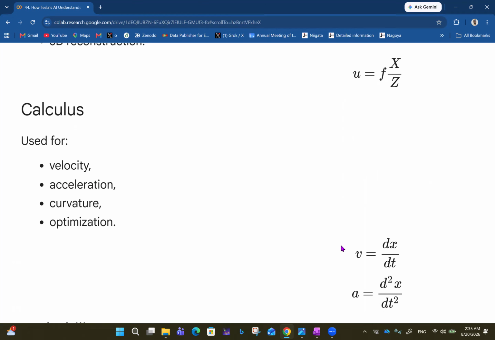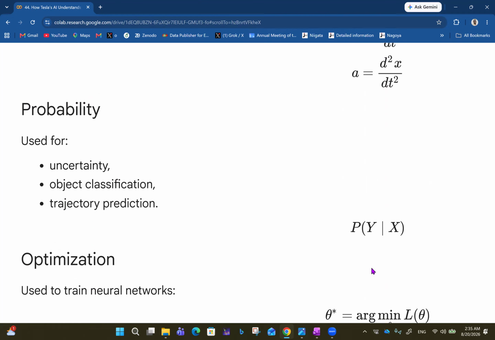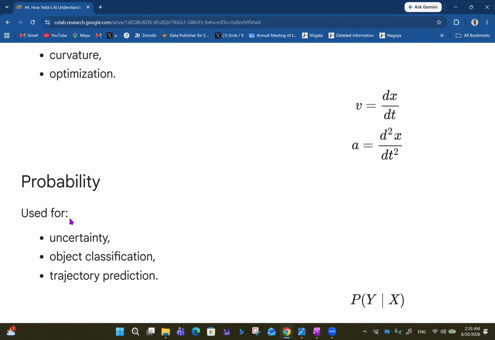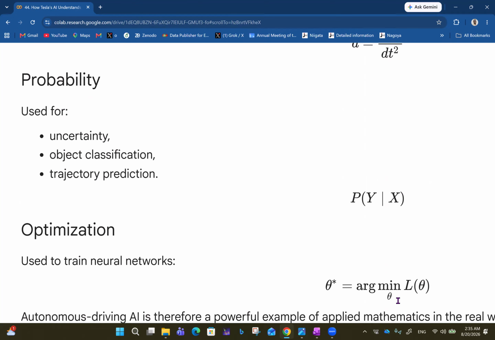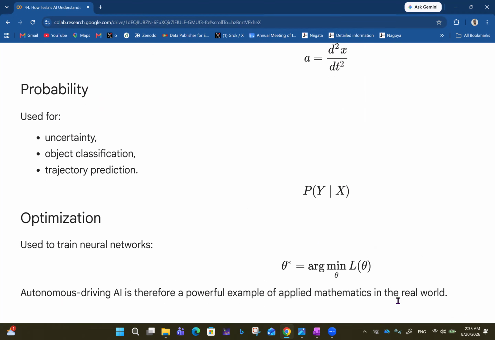As you can see, the velocity and acceleration are computed from the location, the displacement. Then probability, which is used for uncertainty, object classification, and trajectory prediction. So there you want to see what's the probability of future actions given current observed patterns. Then you have optimization there, which is always there. At the end of the day, optimization helps you minimize the loss, or the difference between the predicted value and the actual value. Optimization is used to train neural networks.